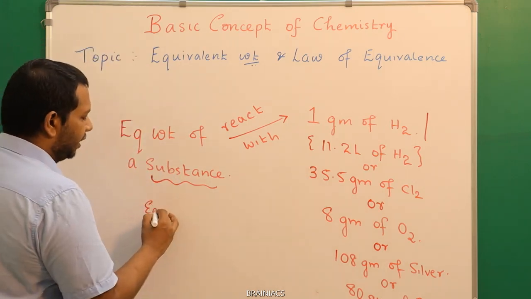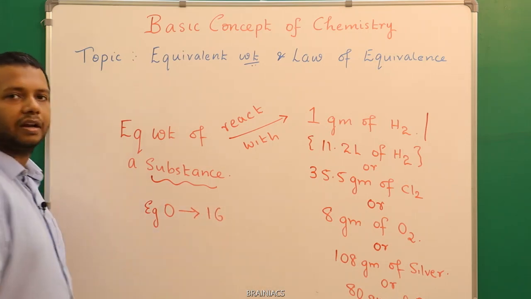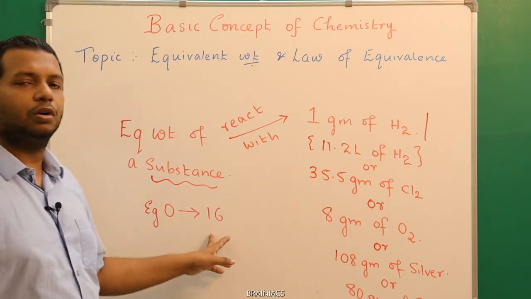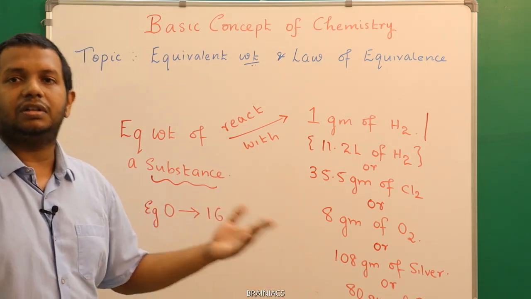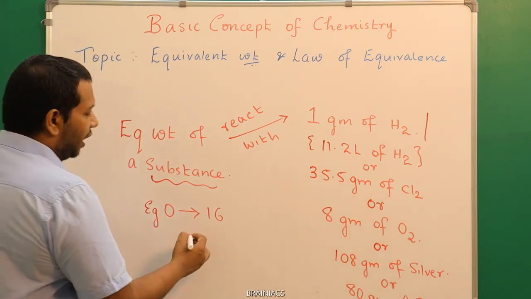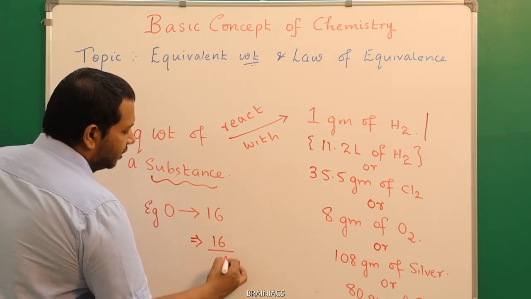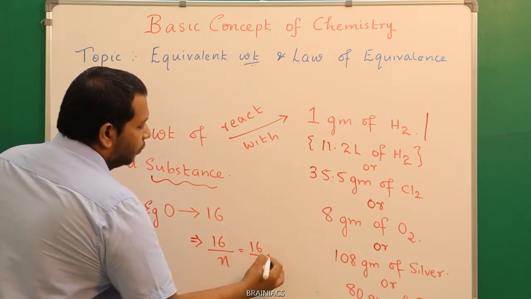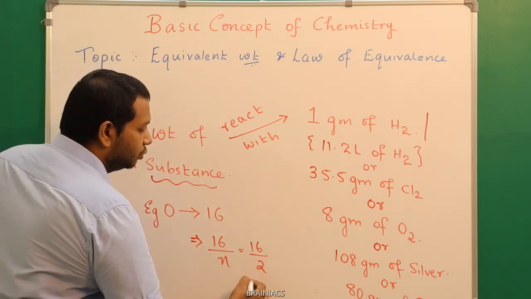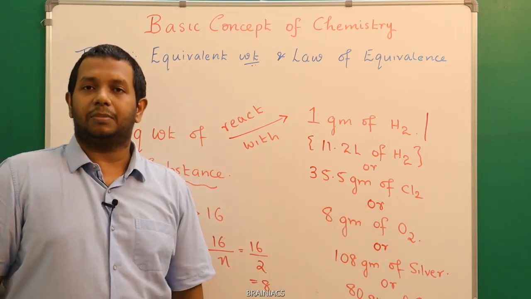For oxygen, the atomic mass is 16, correct? So if I want to find the equivalent weight, we know equivalent weight is equal to atomic weight divided by valency factor. Here atomic weight is 16, so 16 divided by n factor or valency factor. For oxygen, valency is 2, so divide by 2 and you will get 8. So that's the reason why 8 gram is coming here.